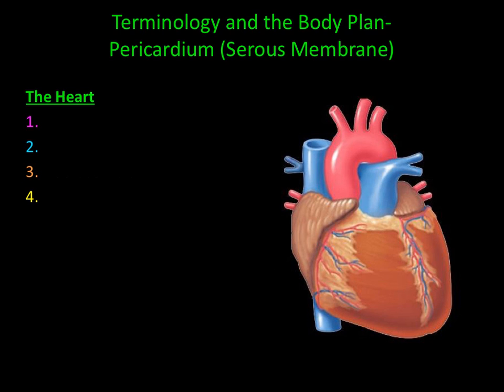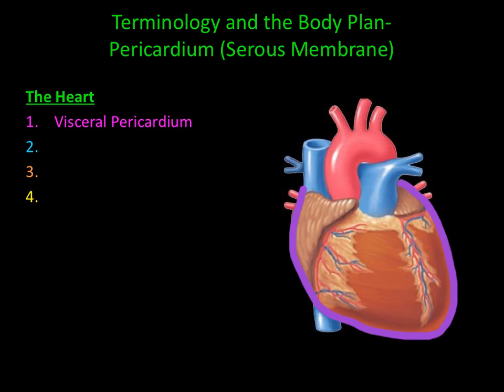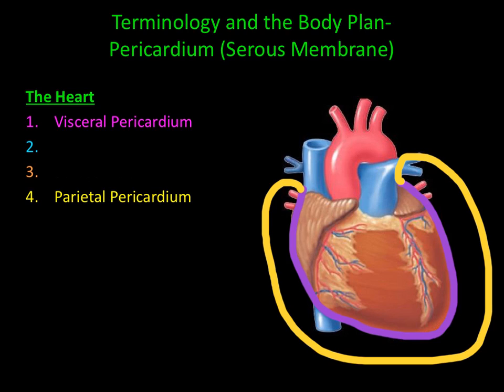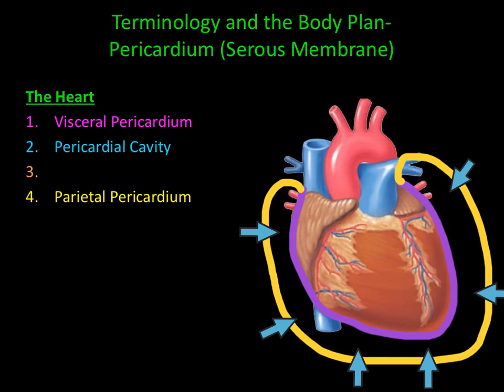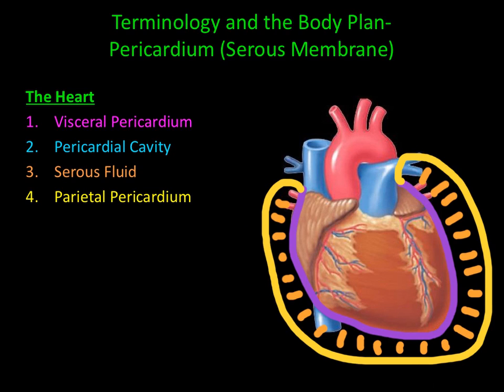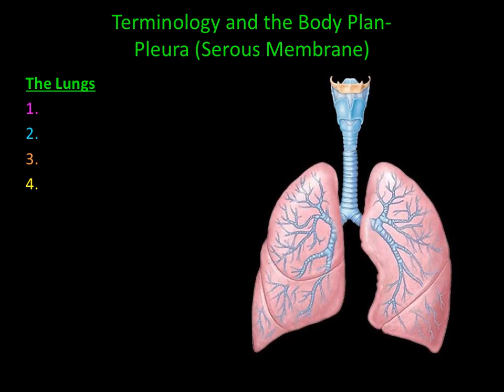Let's take a look at the serous membrane that surrounds the heart, called the pericardium. There are four parts to the pericardium. The first part is called the visceral pericardium, or the membrane that touches the heart itself. The second part is the parietal pericardium, which is the outermost membrane of the heart. In between the visceral and parietal pericardium is the pericardial cavity, and within the pericardial cavity you have serous fluid or pericardial fluid.